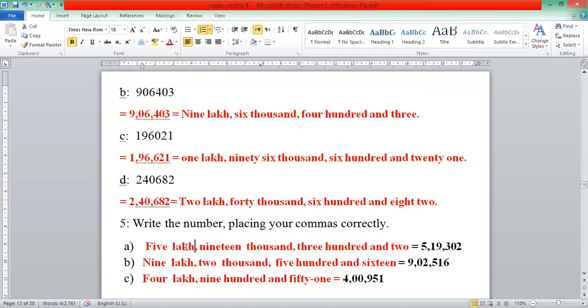So the first portion is 5 lakh. There is the word 5, so write 5. Then put a comma according to the given order. After that, how many thousands are here? 19. Then put 19. And after that, write the third portion. The third portion is 302. So the statements are given in three portions. Therefore, you have to write the number according to commas and according to the given period.